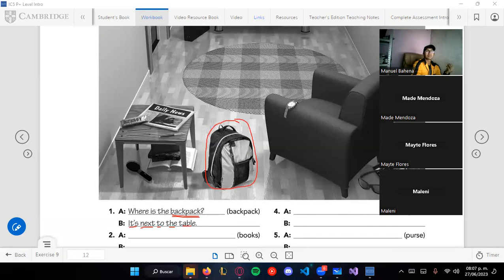Al lado. Está al lado. Está al lado de la mesa. De la mesa. Yes. Está al lado de la mesa. It's next to, okay? Next to the table. ¿Vale? All right? ¿Te quedó claro? Right. Excellent. Excelente. So, yes, we're going to use the prepositions, okay? Las preposiciones. Prepositions of place as well.